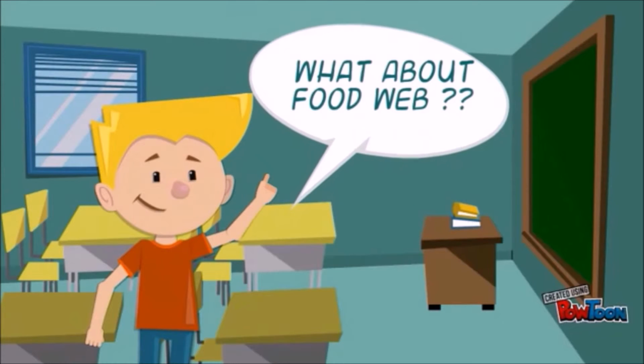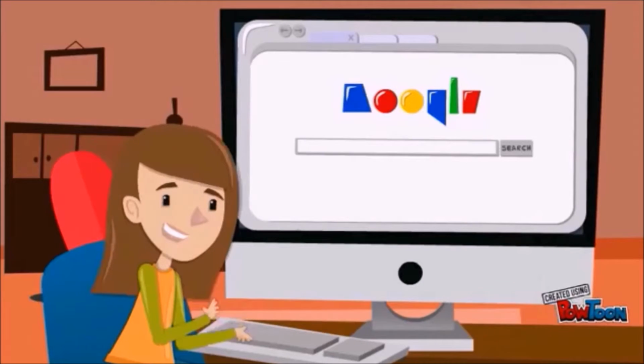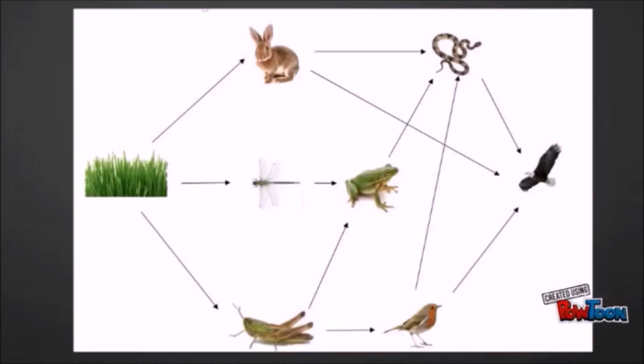What about food web? Let's see. Food web is a combination of many food chains. As we can see, it all starts with a producer, which is the grass. Let me explain one of the food chains available here. The grass will be eaten by the rabbit. This makes the rabbit the primary consumer. Then, snake will eat the rabbit, so we can say that the snake is the secondary consumer.